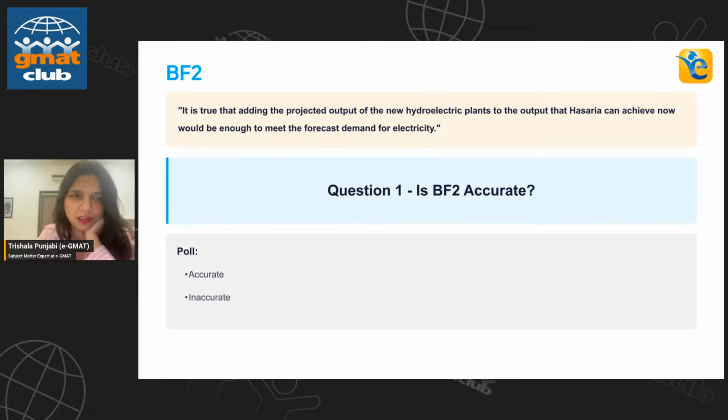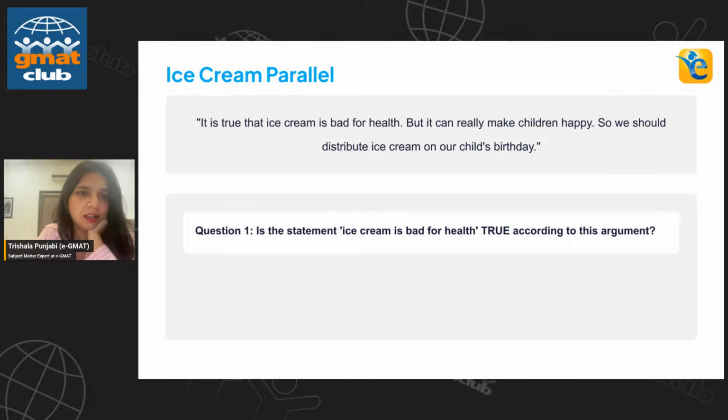Don't worry, Ansh. We are going to get to this. So let's say I'm giving you an argument. I'm saying that it is true that ice cream is bad for health, but it can really make children happy. So we should distribute ice cream on our child's birthday. Is the statement that ice cream is bad for health true according to this argument? Tell me this. Is this statement true or not?